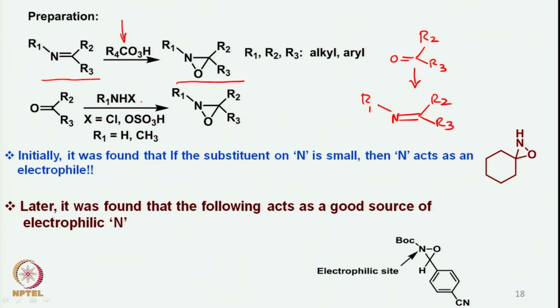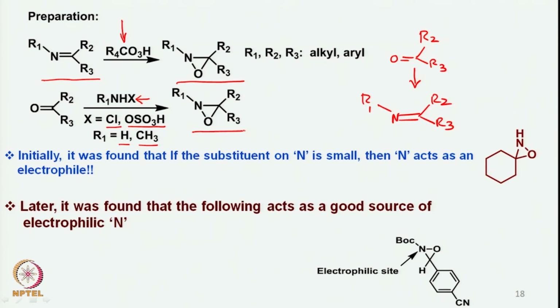Otherwise, one can take on this nitrogen some sort of leaving group. So, a molecule of this kind where X is chlorine or a leaving group like OSO3H, and of course R1 can be hydrogen, methyl or any other substrate or group, and then it forms the corresponding oxaziridine.